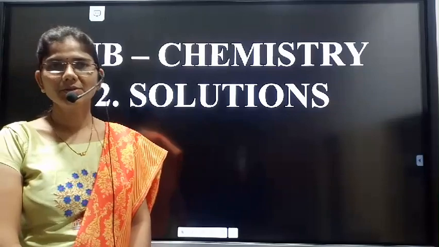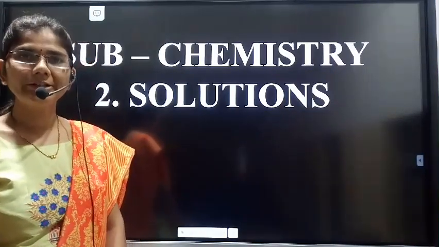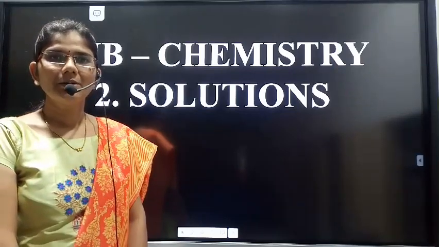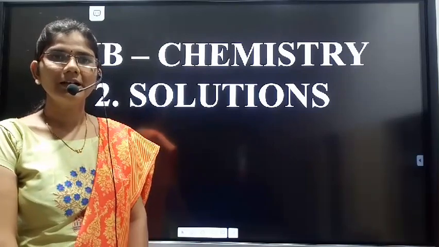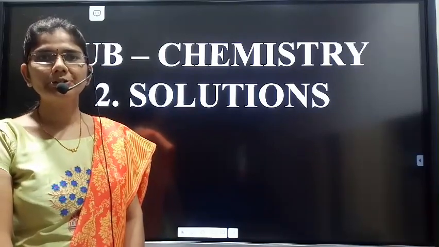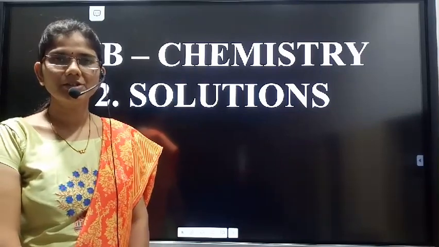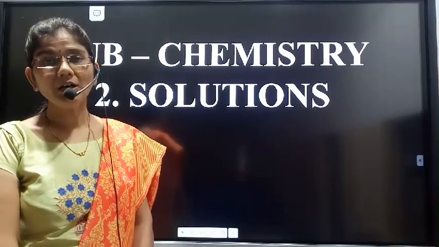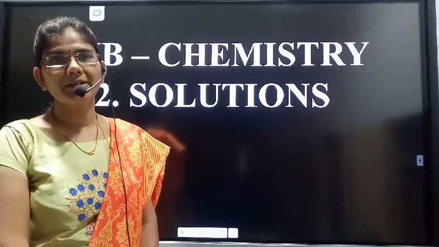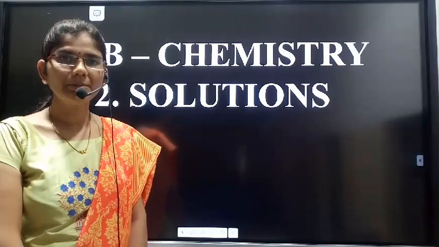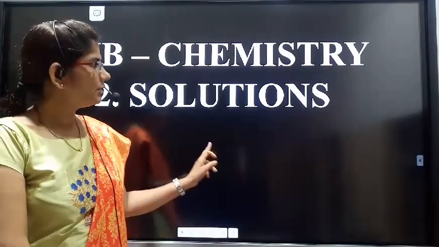So in the last lecture we did our third colligative property, freezing point depression, and before that we completed two colligative properties: vapor pressure lowering and elevation in boiling point. So up to this lecture we have completed three colligative properties: lowering of vapor pressure, elevation in boiling point, and depression in freezing point.